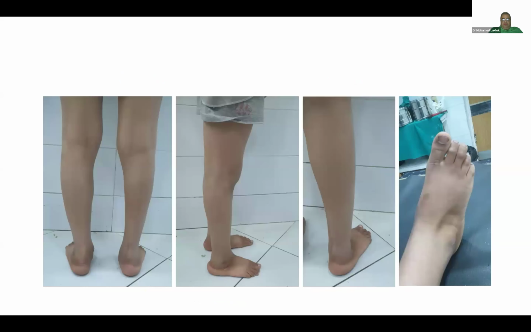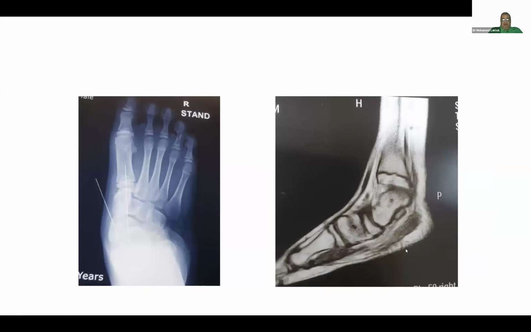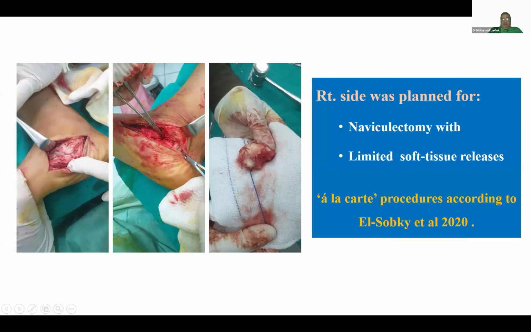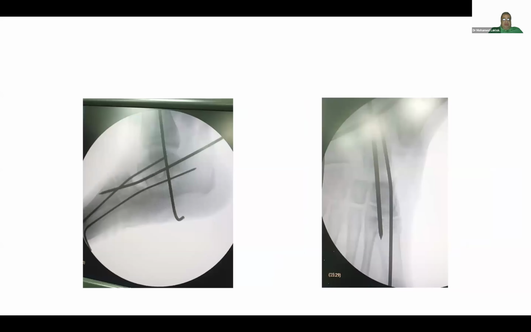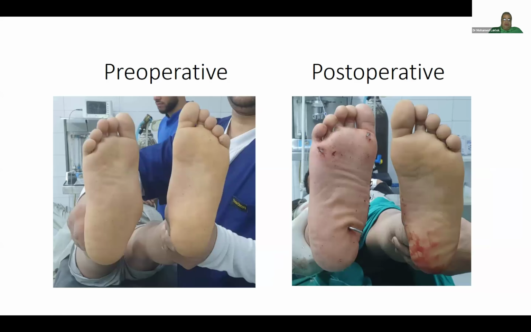This is a photo preoperatively for the patient. And this is the lateral X-ray in dorsiflexion and plantar flexion. On MRI, we can see the wedge shape of the navicular bone. Also, we do naviculectomy and limited soft tissue release, the same procedure as the first case, and the correction is maintained by K-wire passing from the first ray to the cuboid. And we compare preoperative and post-operative photography for the patient.